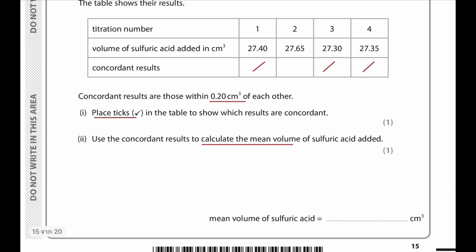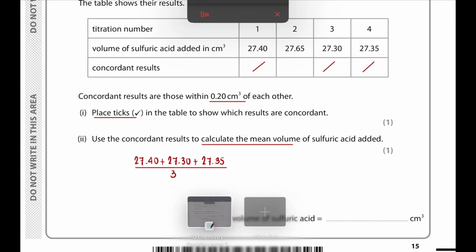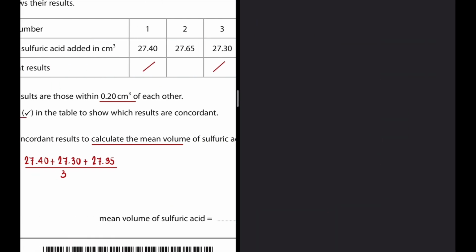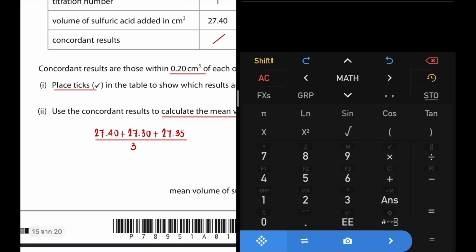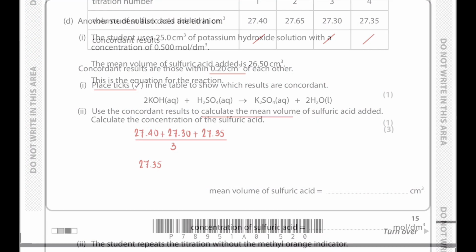Okay, so we will have 27.4 plus 27.3 plus 27.35 divided by 3. So we have 27.4 plus 27.3 plus 27.35 divided by 3 is 27.35.